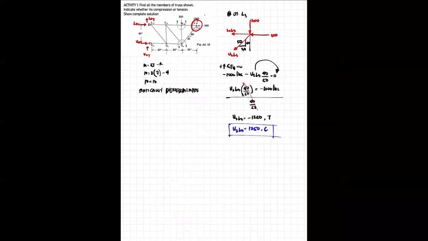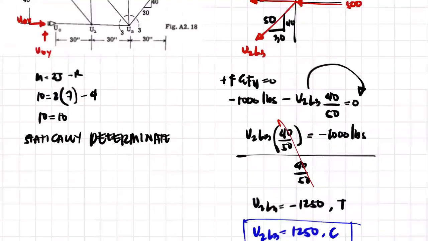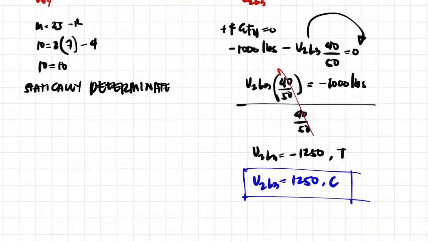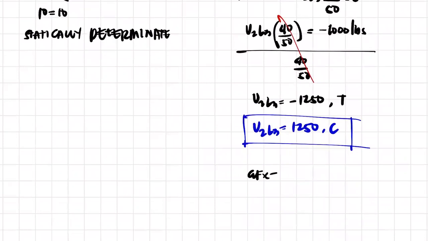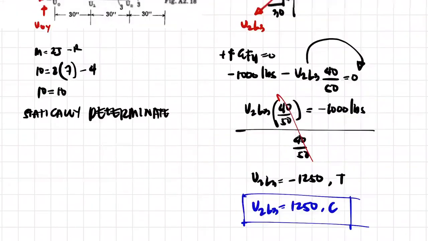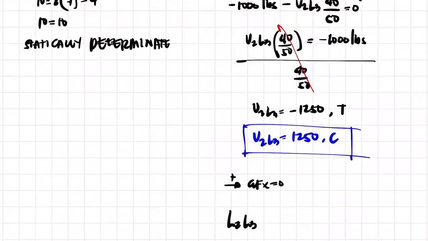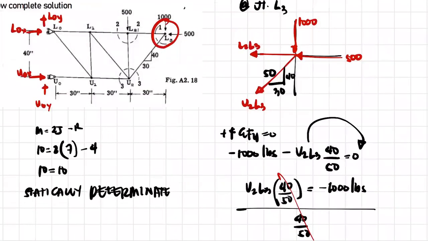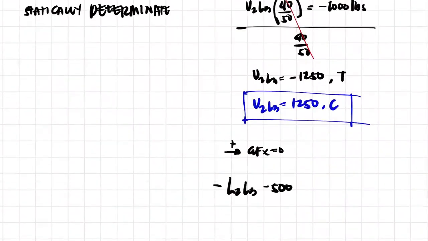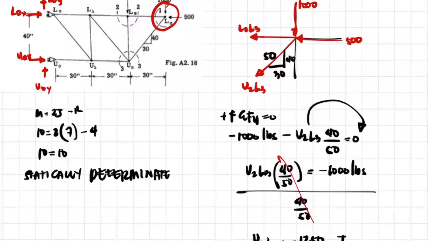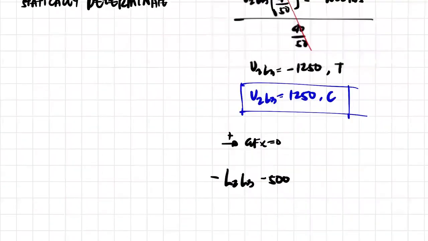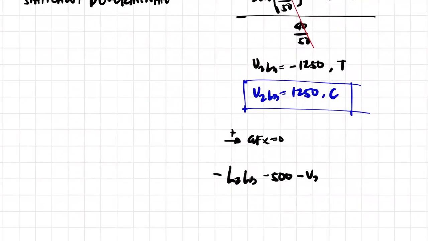Next is how to solve for L2, L3, because you now have the X components. So, summation of forces X is equal to 0, going right is positive. We have L2, L3, negative because it is going to the left, and then we have negative 500. And then also, if it remains tension, that is negative U2 L3 times 30/50 is equal to 0.